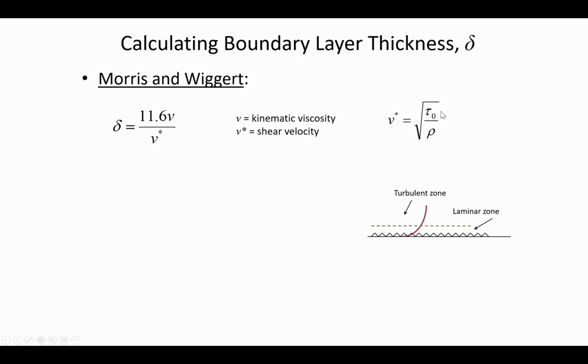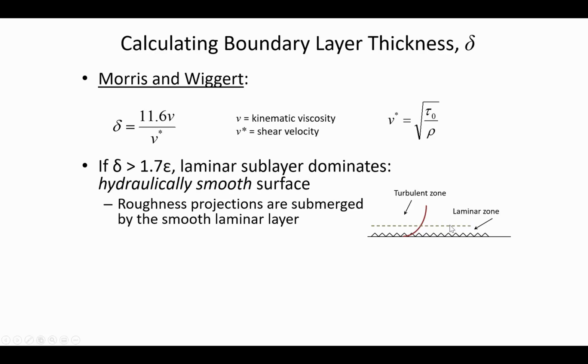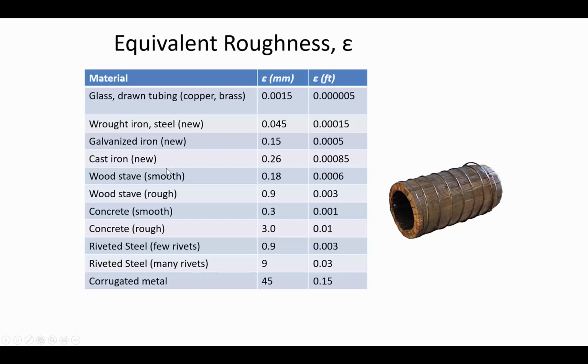So if you have shear velocity for a certain flow condition, and you know the kinematic viscosity of the fluid, then you can determine the thickness of the boundary layer with this empirical equation. So we're just saying how thick is the boundary layer. Now, if you have a boundary layer that's really big, so the boundary layer is larger than 1.7 times the height of the roughness elements, here the epsilon is the equivalent roughness.